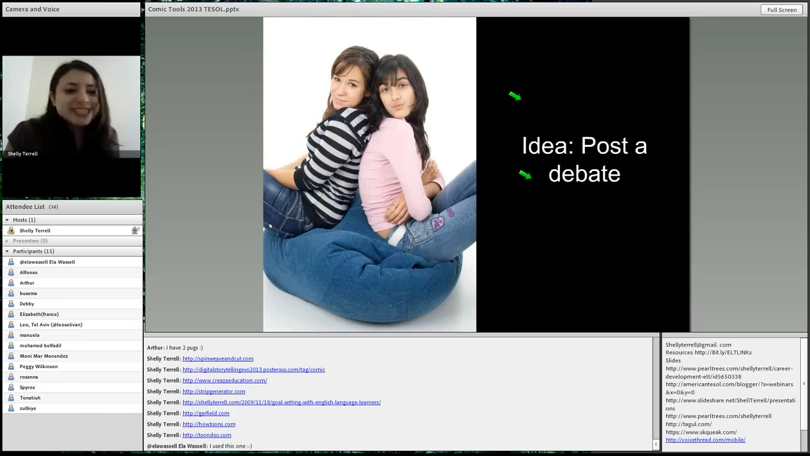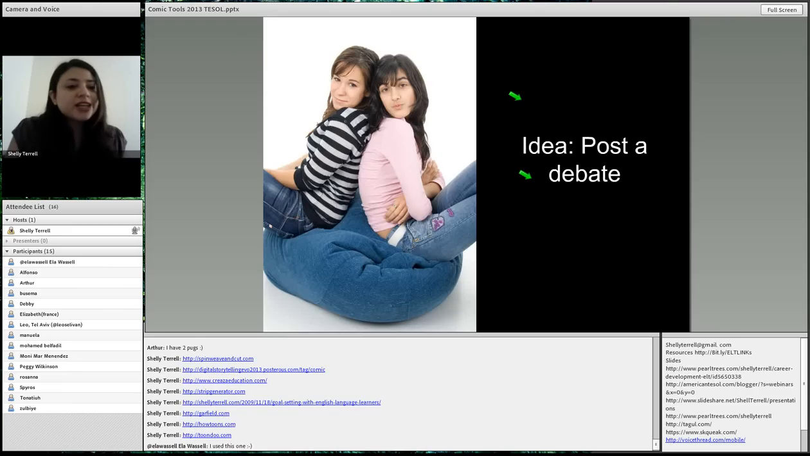You can post a debate. This is a great way to get them to explore different issues inside a debate. Let's say, for example, gun control. They can have two people arguing in each panel and debating the issues of gun control or whatever type of topic that you would like them to debate. It's a great way to show the different viewpoints, and a great way for them to explore different viewpoints as well.